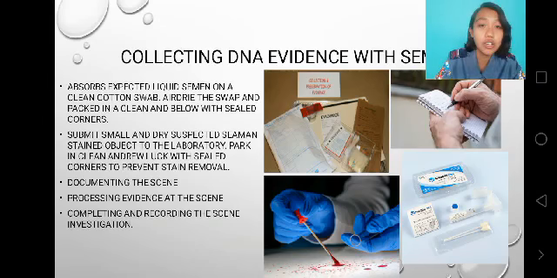So, ang gagawin nyo lang po sa may semen na na-collect nyo, liquid semen, kukuha ka ng cotton buds, yung clean cotton buds, tapos isuswab nyo lang siya, then ilalagay nyo siya sa sealed corners or sa isang pack lang ng papel na pwede mong iseal para hindi siya makontaminate.